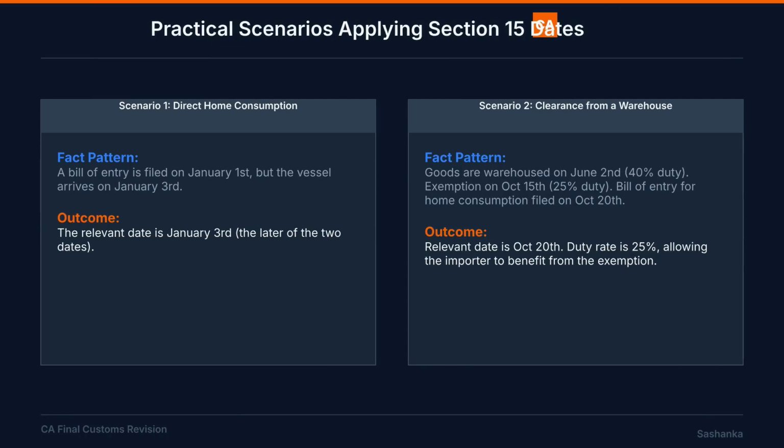Let's see how Section 15 works in practice. Suppose an importer files a bill of entry on January 1st, but the vessel arrives only on January 3rd. Since the law requires the later date, January 3rd becomes the relevant date for duty determination. Now consider warehoused goods. Imagine goods were stored when the duty rate was 40%, but later an exemption reduced it to 25%. If the importer files the ex-bond bill of entry after the exemption becomes effective, the lower rate of 25% applies. This is why determining the correct relevant date is extremely important in customs calculations.